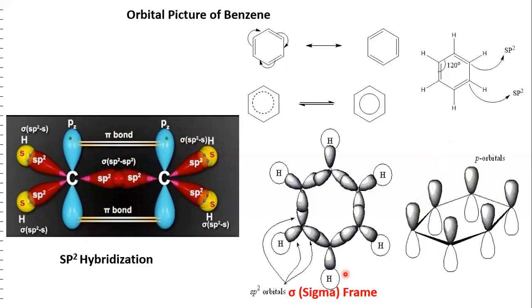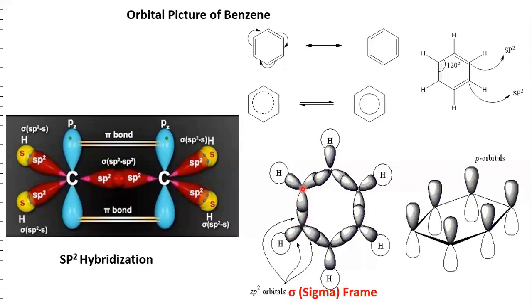Next we can see this is called the sigma frame. Now what do we mean by sigma frame? Here you are showing every carbon-to-carbon bond structure. Now see, consider this carbon atom. This carbon is bonded to one hydrogen, so it is an sp2-s overlap. Next, this carbon is bonded with the second carbon atom. So this is your second carbon atom.